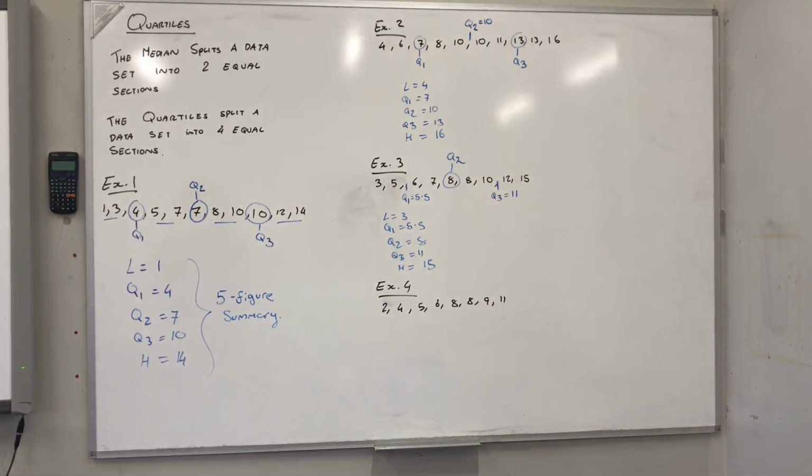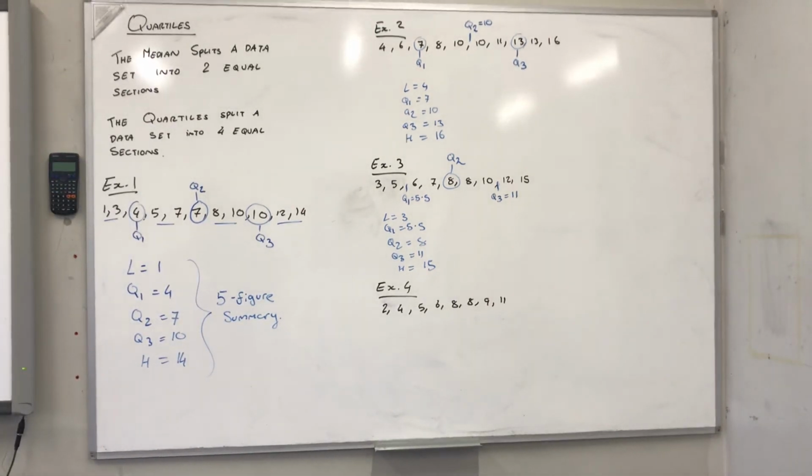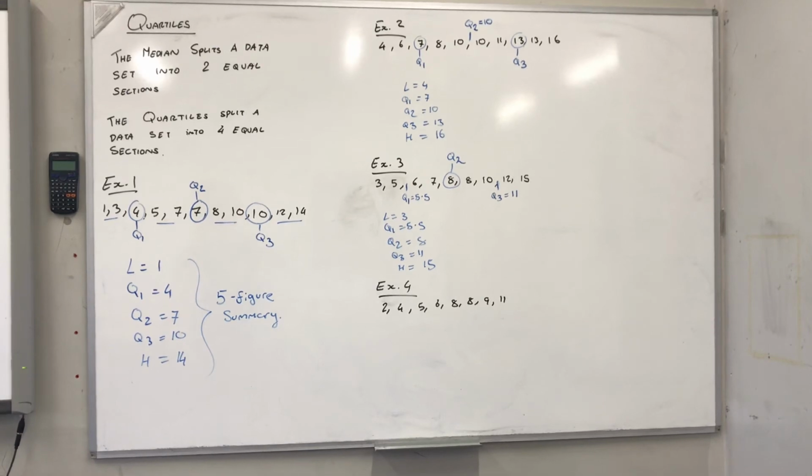Just like what we did with the median, if we don't have a middle piece of data, we just find the middle of 2 bits of data on either side. So in this case, the 2 middle terms are 5 and 6, and halfway between 5 and 6 is 5.5, and then on the other side, halfway between 10 and 12 is 11. So now we'll do example 4.